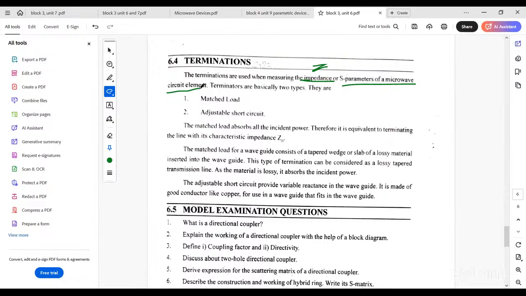It is of 2 types. What is the first one? First one is a matched load. Second one is adjustable short circuit.